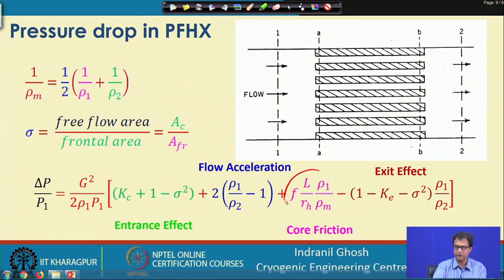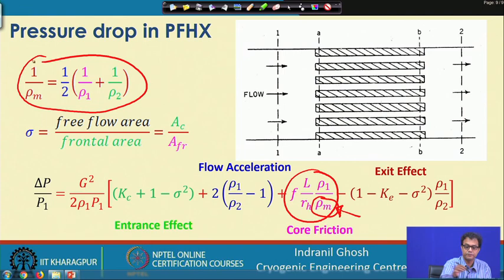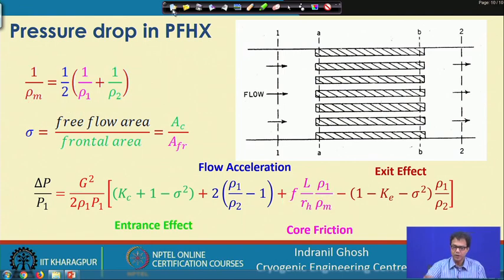So, that is why, when we are talking about the core friction factor, we are supposed to take the density of that fluid at a mean value of the density, and that is basically a harmonic mean given by 1 by 2 in this relation. So, with this information, now we will try to look into a particular problem.